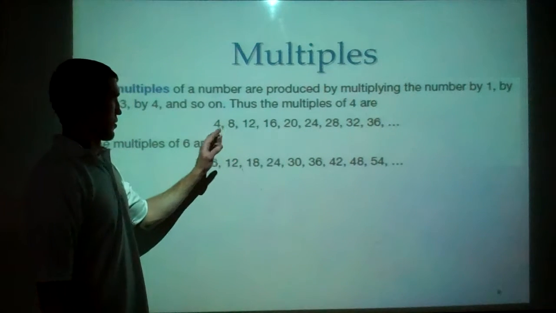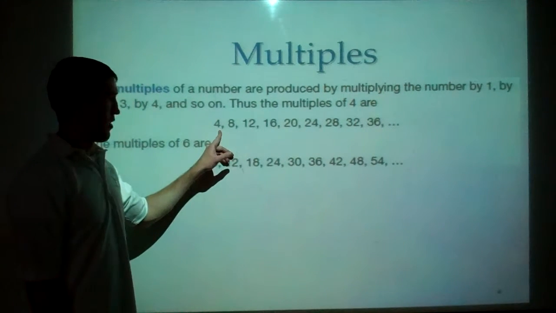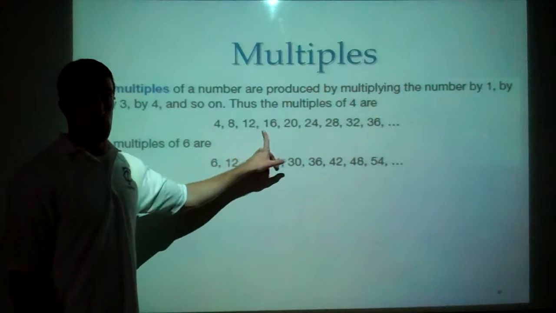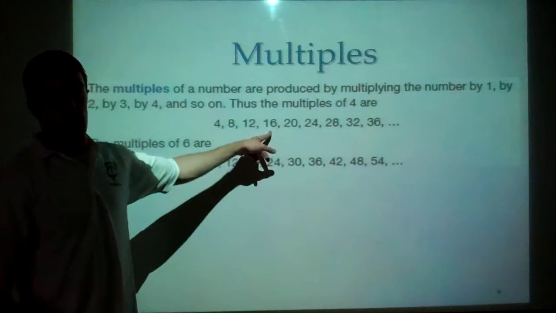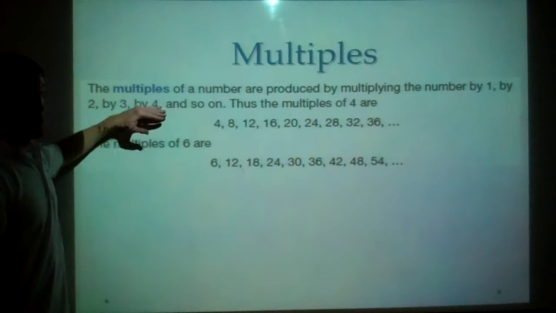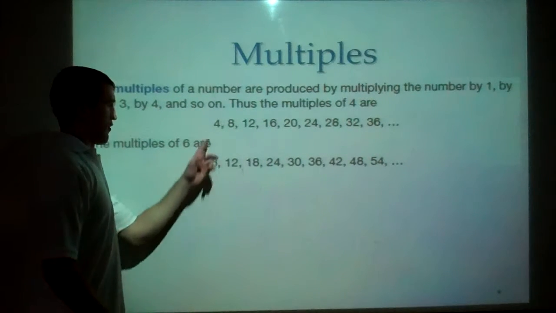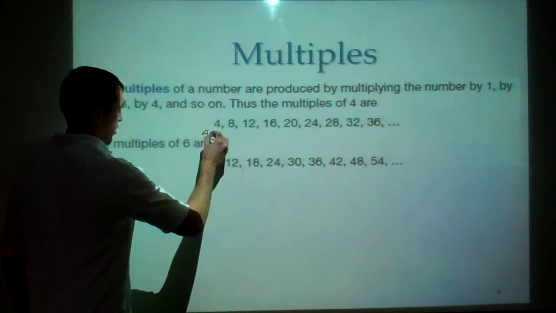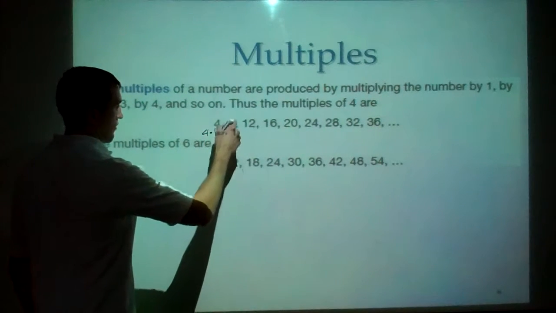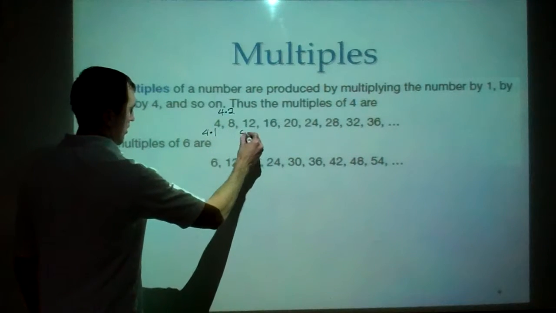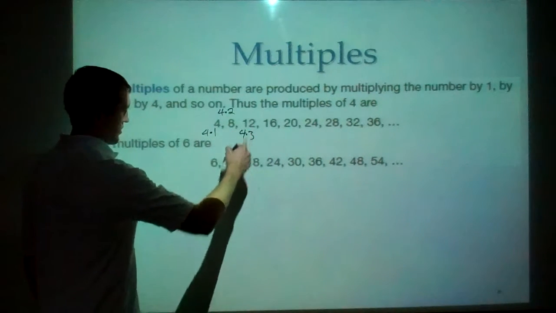You'll notice that between each term, we're just adding 4. 4 plus 4 is 8, 8 plus 4 is 12, 12 plus 4 is 16, 16 plus 4 is 20. Keeps going on like that. The way the definition sets this up is that our first term here is 4 times 1. 4 times 1 gives us 4. 4 times 2, for our second term, gives us 8. 4 times 3 gives us 12.